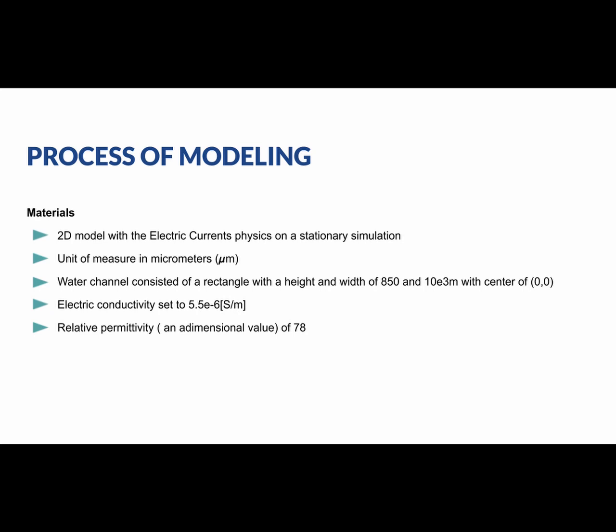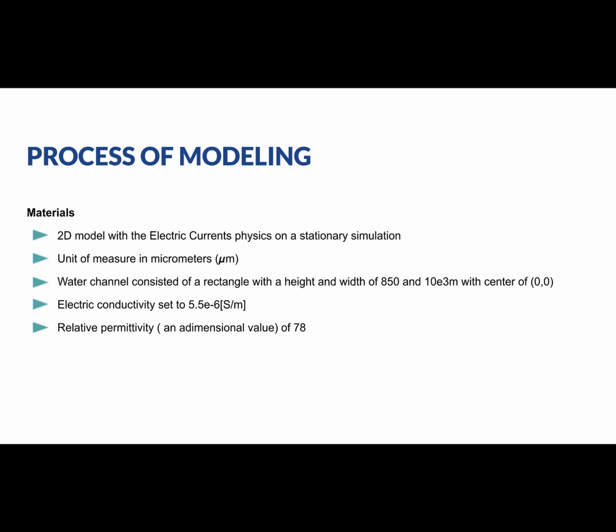Process of modeling. For the model, we used the computational software COMSOL Multiphysics. We began the project with a 2D model with a stationary simulation and added the electric currents physics module. The unit of measure was set to micrometers. We began the design with the water channel in the shape of a rectangle with center in 0,0. The electric conductivity was set to 5.5 e to the minus 6 and a relative permittivity of 78.